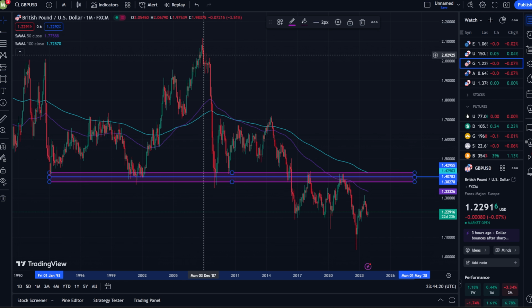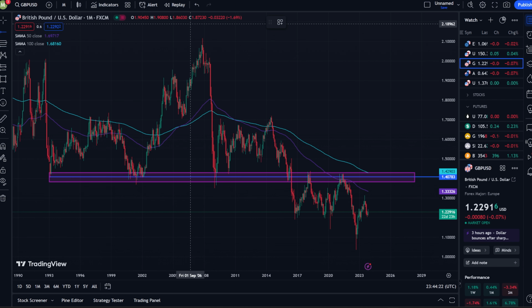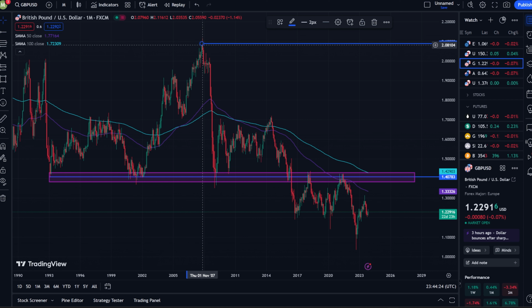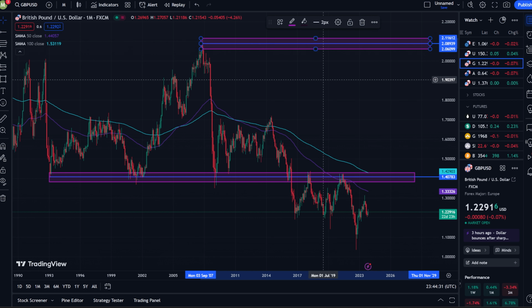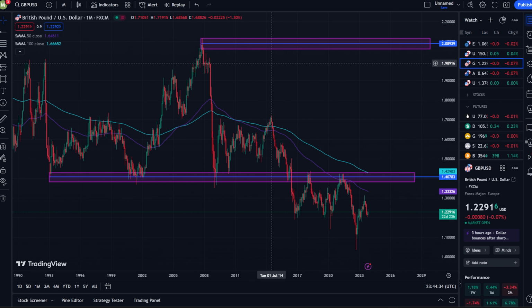Resistance is always when the price is below a level. So this right here, this is a resistance level. And I'll just go ahead and put a rectangle around here. I always like to look at it as, remember, a zone, never an exact price point. Now back to the support.